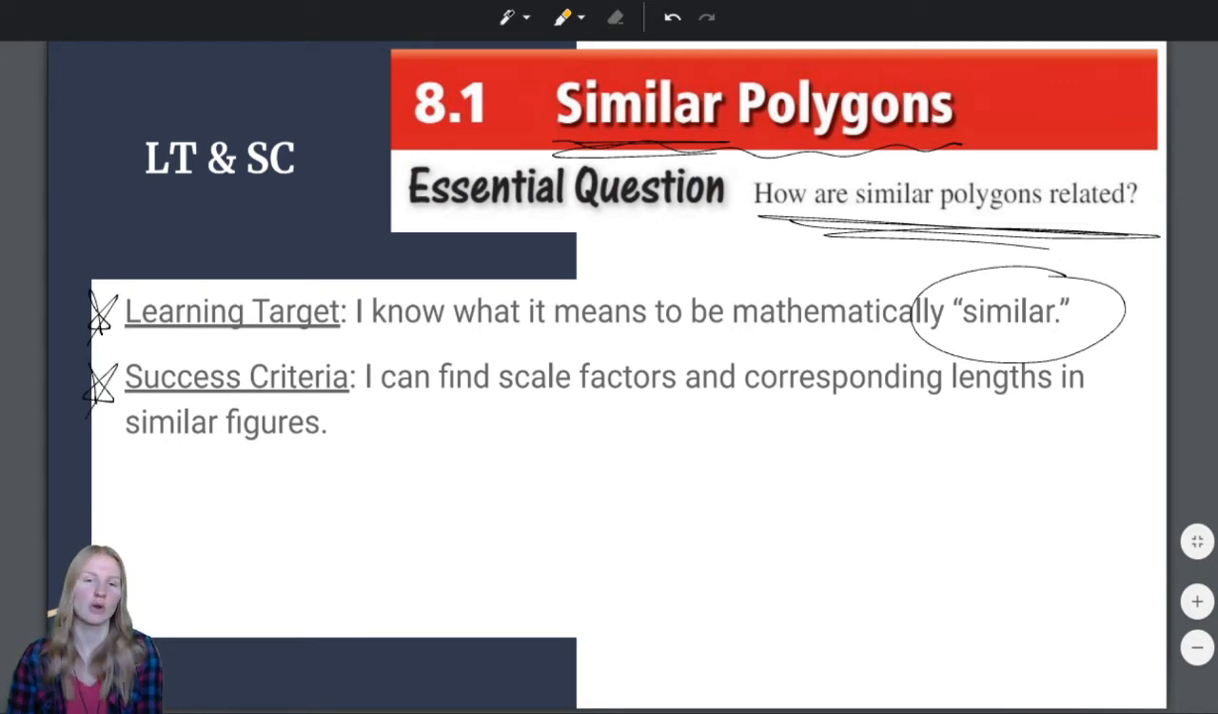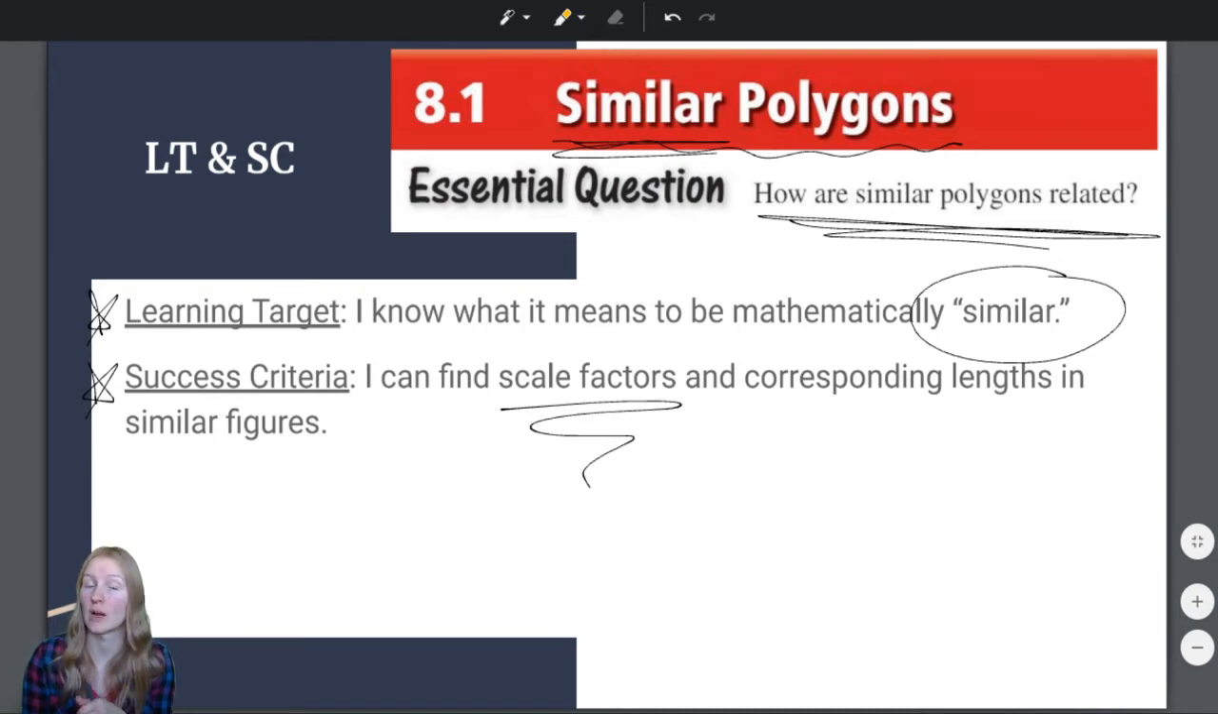Our success criteria is that you can find scale factors. Remember that word from section 4.5 when we talked about dilations. There was always a scale factor for our dilations. So you can find scale factors and corresponding lengths in similar figures.